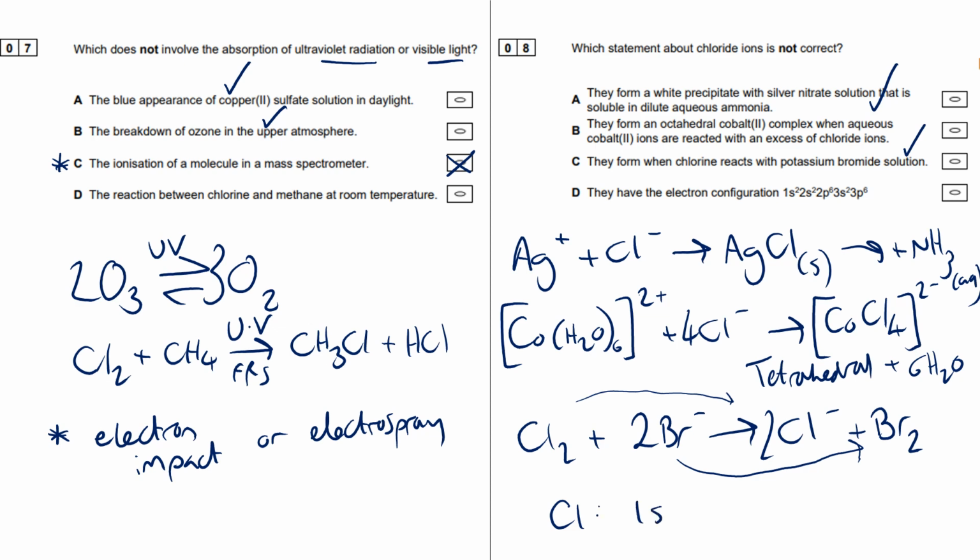And do chloride ions have the electron configuration seen there? Chlorine is in period 3, group 7. So chlorine 1s2, 2s2, 2p6, 3s2, 3p5. When it becomes chloride, it gains an electron and becomes 3p6. So that electron configuration is correct. B is the incorrect one, so B is the correct answer.